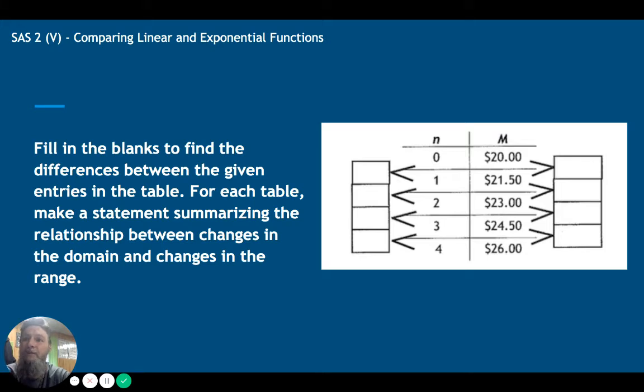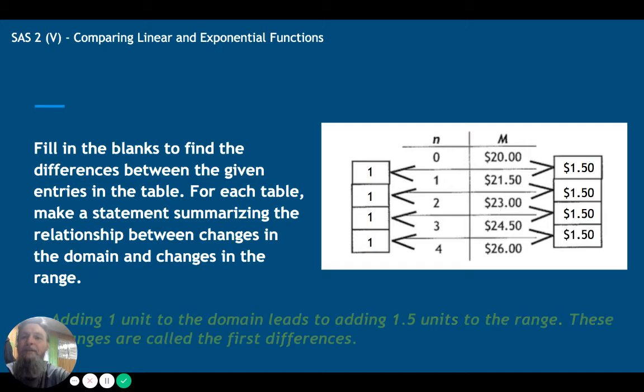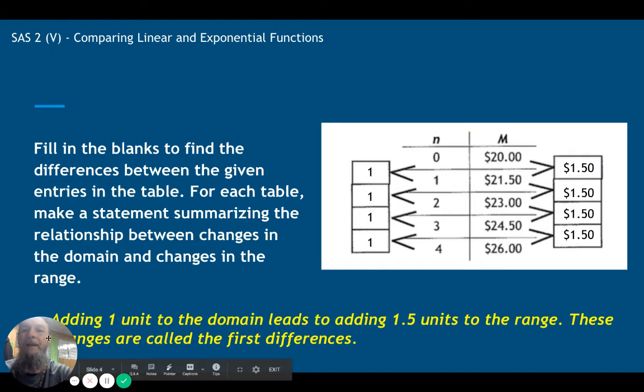And we can fill in these blanks to show the differences between the given entries in the table. For each table, we'll make a statement summarizing the relationship between changes in the domain and changes in the range. So the change in N is 1, and the change in M is 1.50. The change between 1 and 2 is just 1. The change between 21.50 and 23 is $1.50. And as you can see, as N goes up by 1, M goes up by $1.50. So adding 1 unit to the domain leads to adding 1.5 units to the range. These changes are called first differences.